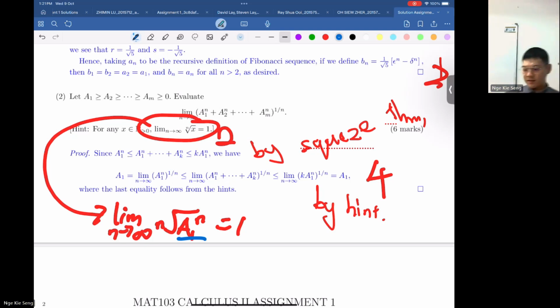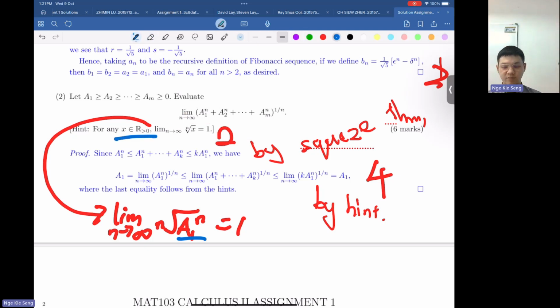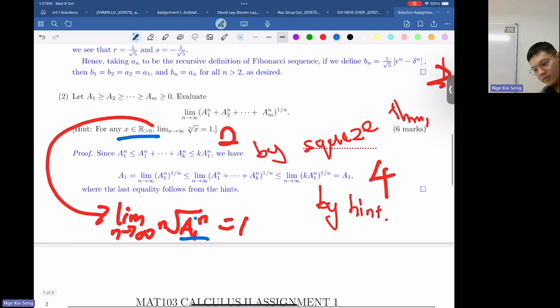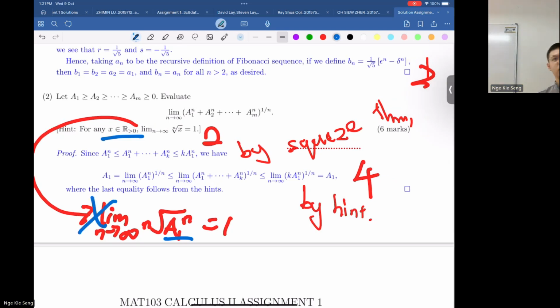But this hint says that x has to be a real number. It's a fixed real number, not a changing real number. So you cannot use it like that. Does it make sense? No question? Please ask if you have any question or don't understand what I say.